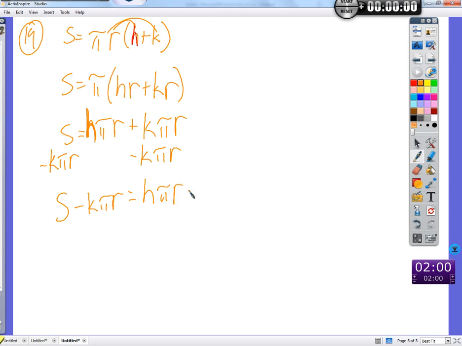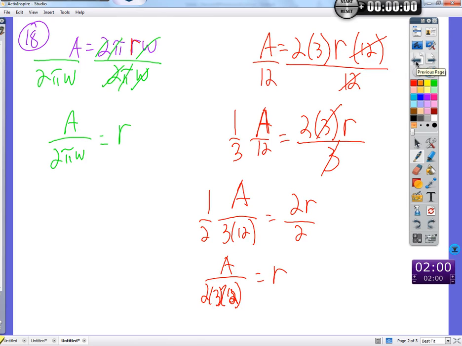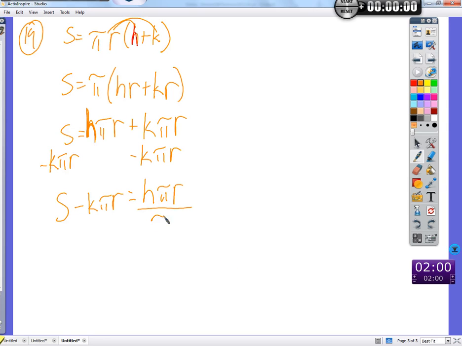k pi r minus k pi r is 0, and everything has been legal so far. So we're getting closer. What's the next step? Can you divide by pi r? Yeah, a lot like what we did in the previous example. We divide by pi r all at once. The factor of pi cancels with the factor of pi, and the factor of r cancels with the factor of r. So you have to divide this whole side by pi r and cancel.